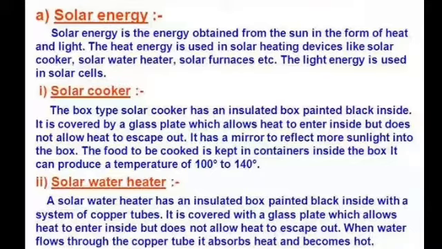Then there is the solar water heater. A solar water heater has an insulated box that is painted black inside with a system of copper tubes. It is covered with a glass plate that allows maximum heat to enter inside but does not allow heat to escape out. When the water flows through these copper tubes, they absorb heat and become hot, and as such, the water is warmed by a solar water heater.